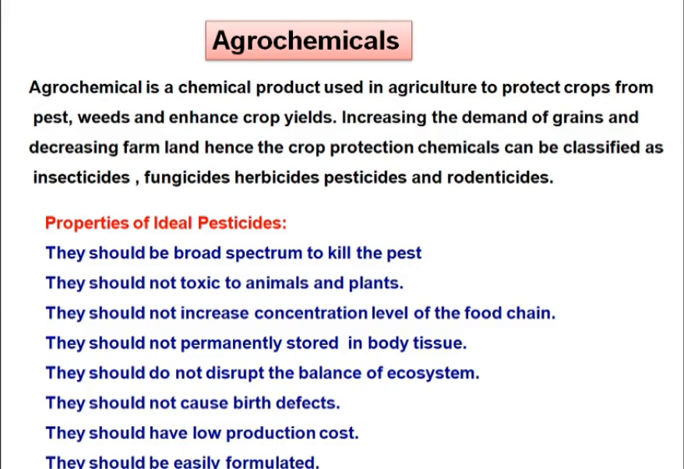With the increasing demand for food grains and the decreasing farmland in India, pressure on farm yield improvement and reduction in crop losses due to pest attack has increased. Therefore, agrochemicals are used in farming, and they can be classified as insecticides, fungicides, herbicides, pesticides, and rodenticides.